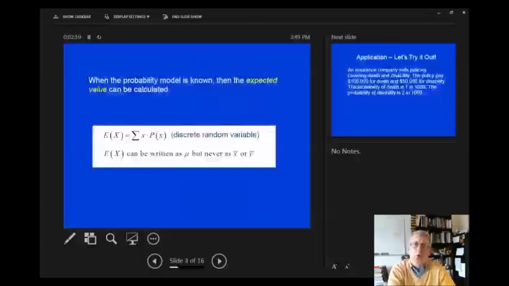So let's put that to work. We're going to focus first on the discrete random variables. When that probability model is known, then the expected value can be calculated. If we go back to our dice model, we know that there are 6 outcomes. We can roll 1, a 2, a 3, a 4, a 5, or a 6. We know the likelihood of each of those outcomes would be 1 divided by 6, or 0.17.